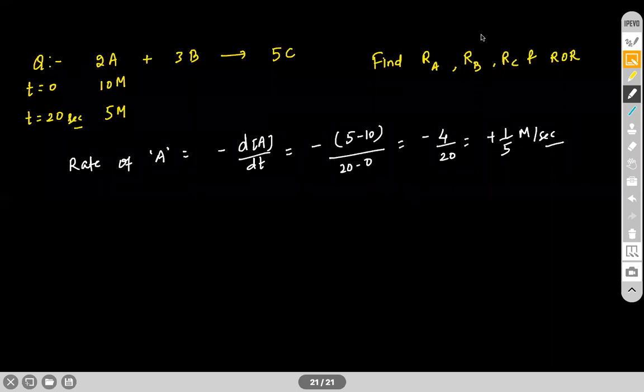Got it? You won't get minus, you'll get plus. Okay? Rate, you never get minus. Minus rate does not mean anything. To avoid getting the minus sign in the final answer, we have taken this negative sign. Okay? Plus 1 by 5.